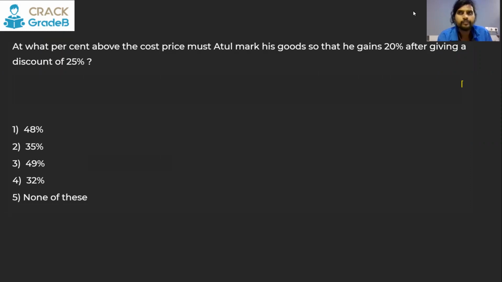It says, at what percent above the cost price must Atul mark his goods so that he gains 20% after giving a discount of 25%. Because the figures are already provided in terms of percentage, it is easy to use the formula in this case. Gain means profit percent. So profit percent is 20% and discount percent is 25%. They're asking at what percent above the cost price must Atul mark his goods. That means they're asking what is markup percent.